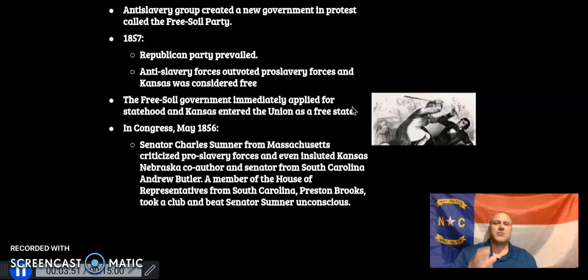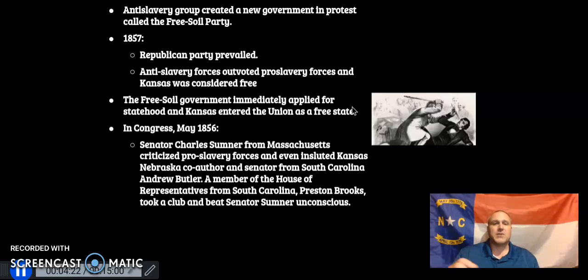So these anti-slavery forces create a new government called the Free Soil government. I mentioned that last time. In 1857, those Northern abolitionist Whigs broke off and created the Republican Party, and now the Republican Party prevails. Anti-slavery forces outvote pro-slavery forces, and now in 1857, Kansas is considered a free state. So anti-slavery outvotes pro-slavery in 1857, and that's where the free soil government comes into play.